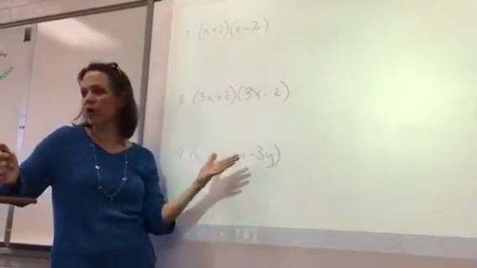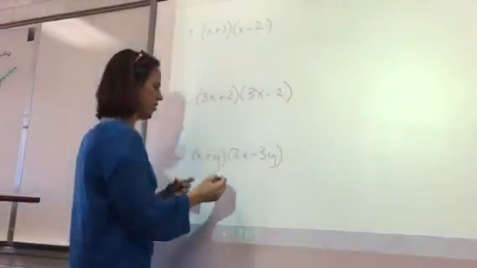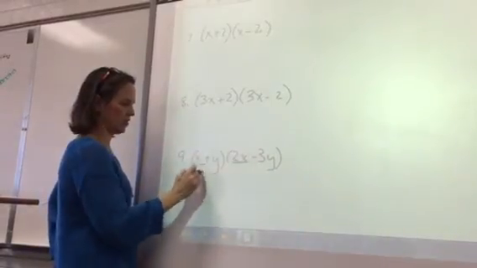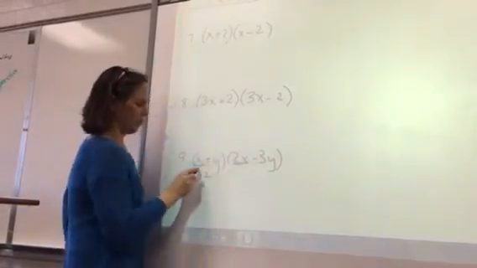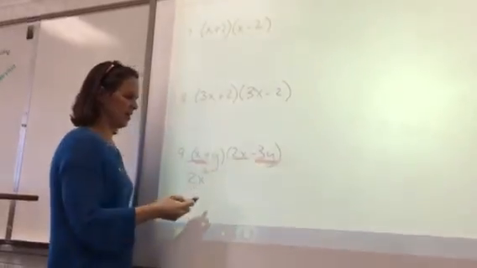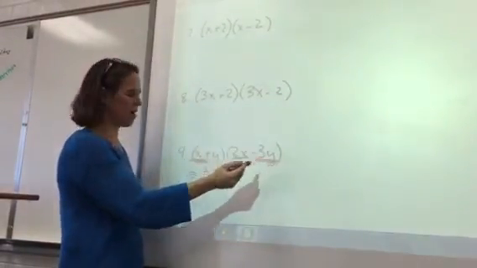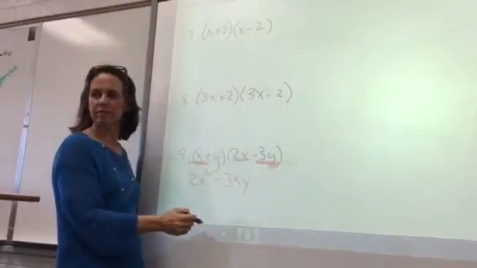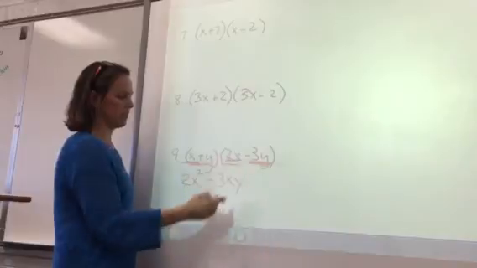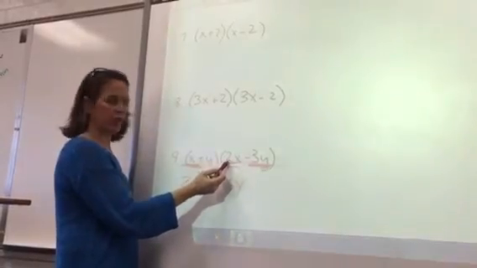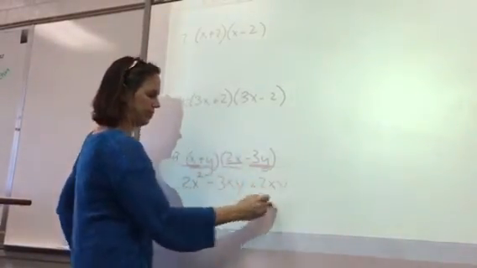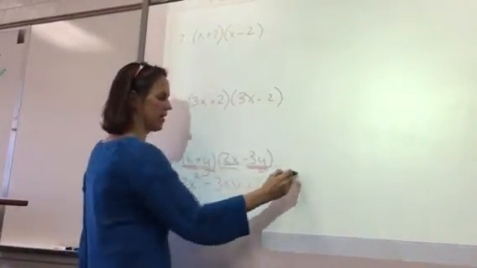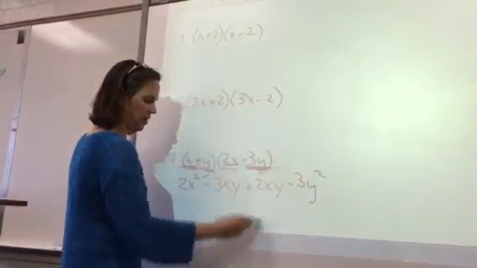It's not any harder when you have x's and y's. You just have to think through it. So you're going to go first times first. X times 2x is 2x squared. When you do the outside times the outside, okay, x times negative 3y gives me negative 3xy. When I do the inside times the inside, that gives me a 2xy. And then the last times last, y times negative 3y is negative 3y squared.